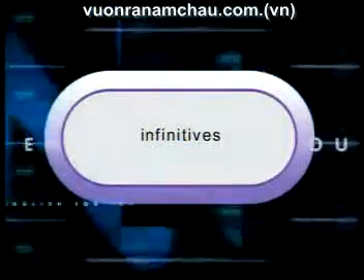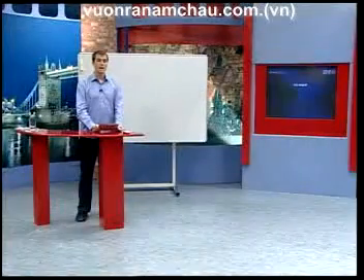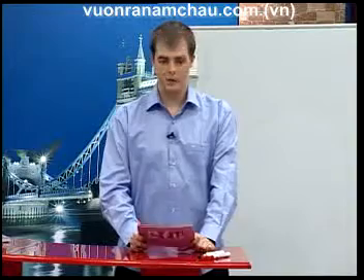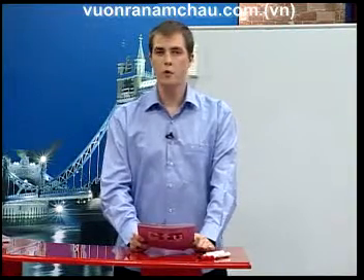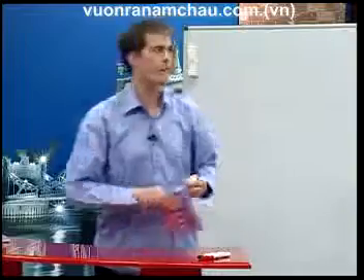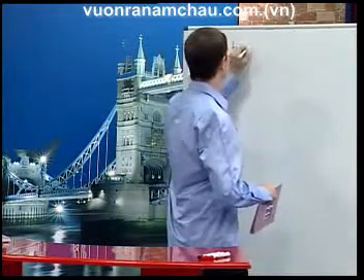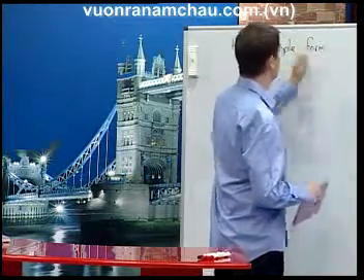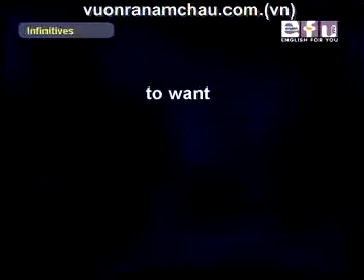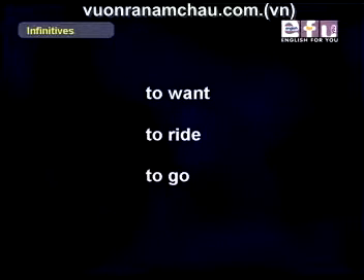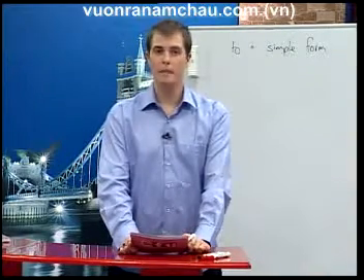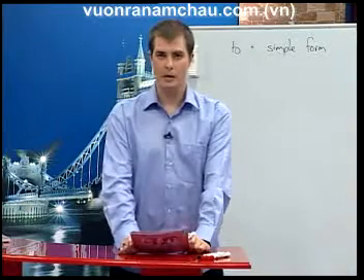Infinitives. Now let's learn infinitives, and we'll learn them the same way we reviewed gerunds. An infinitive is to plus the simple form of the verb. To plus simple form. Some examples are to want, to ride, and to go. Now, infinitives are used the same way gerunds are. They can replace a noun or a pronoun.